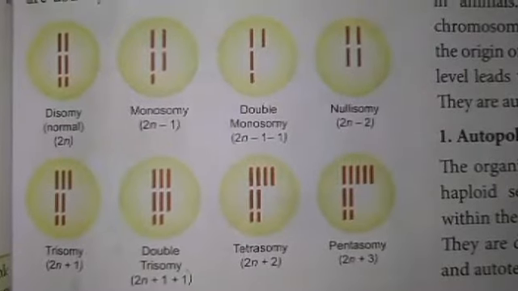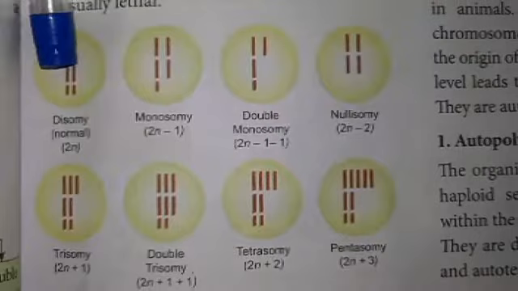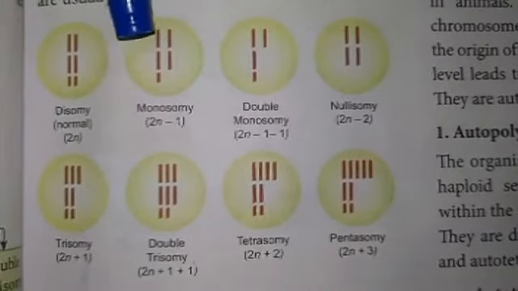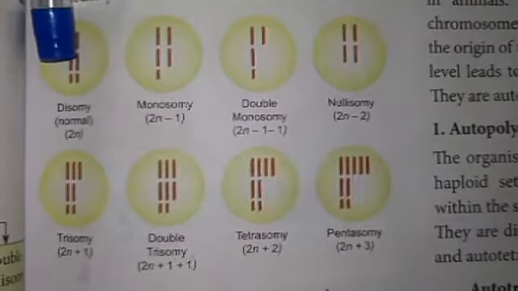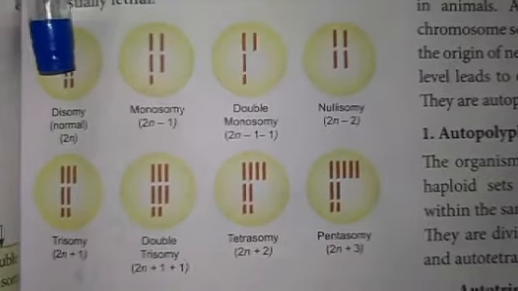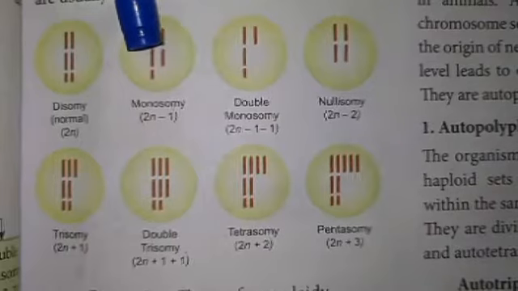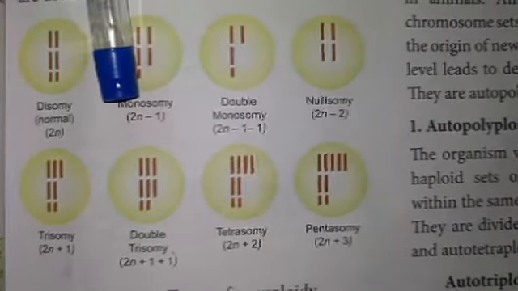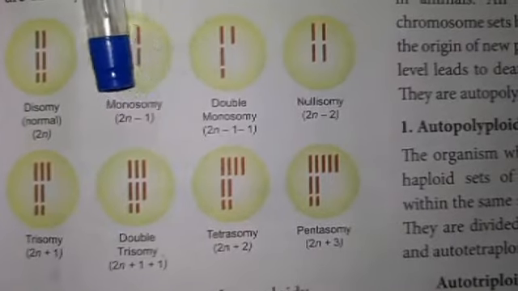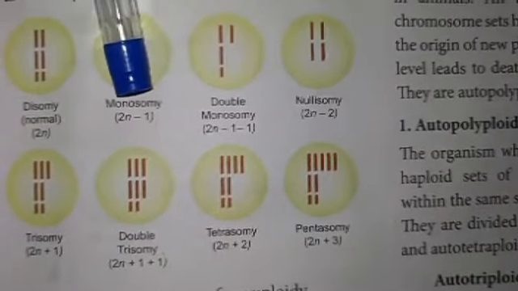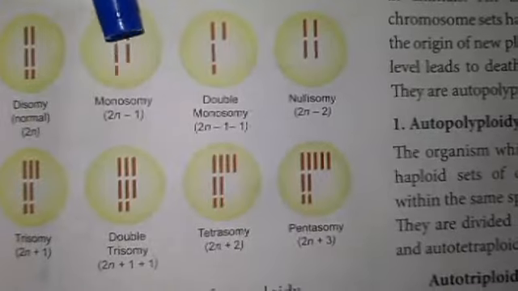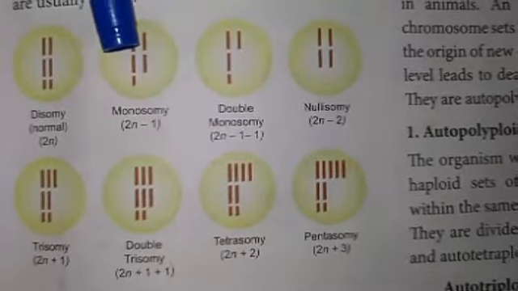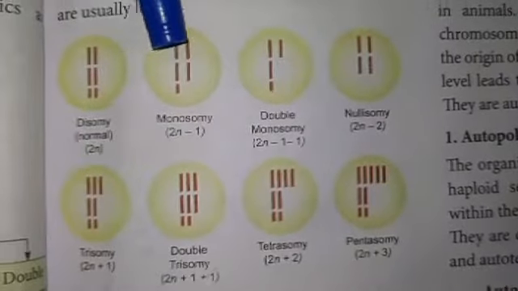Monosomy: from the diploid set, the loss of one chromosome is called a monosomy. Monosomy is represented by 2n minus 1. 2n means diploid, and from this 2n one chromosome is removed. So if the human chromosome number is 46, due to monosomy 45 chromosomes are present.